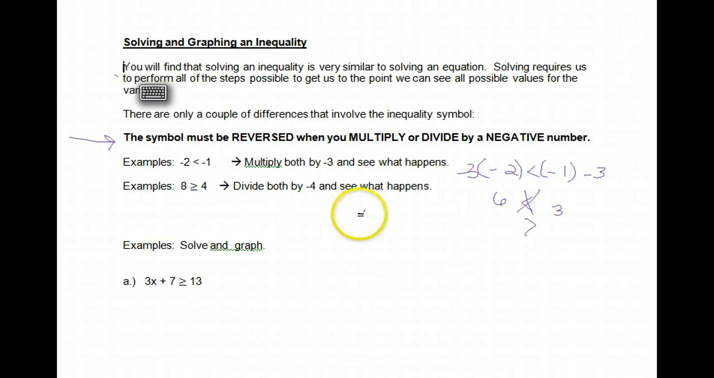Another example is that if we have 8 is greater than or equal to 4, and I divide both sides by -4, let's watch what happens. 8 divided by -4 is -2. 4 divided by -4 is -1. Our original symbol was greater than or equal to. If I leave that symbol in there, this is no longer a true statement. I must reverse my inequality in order for it to be a true statement.